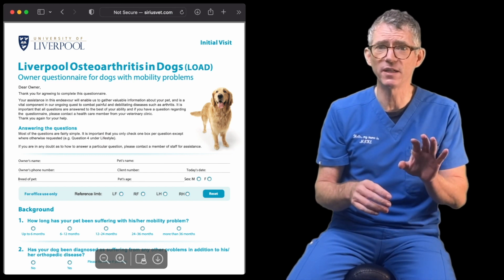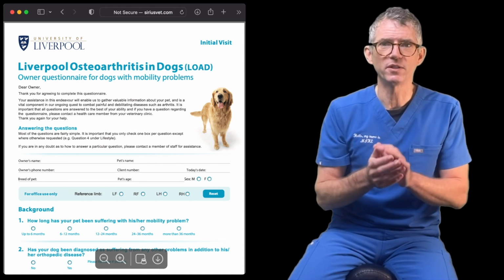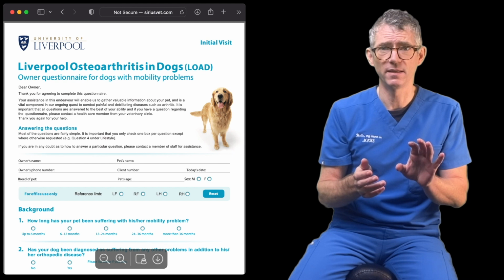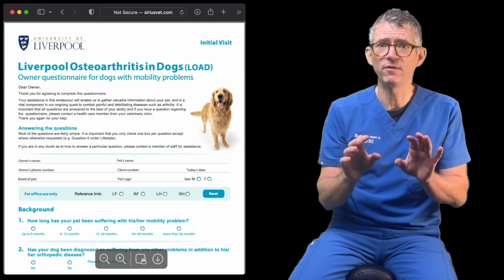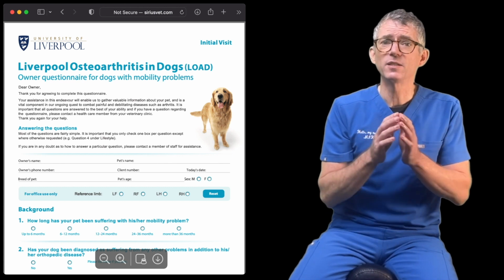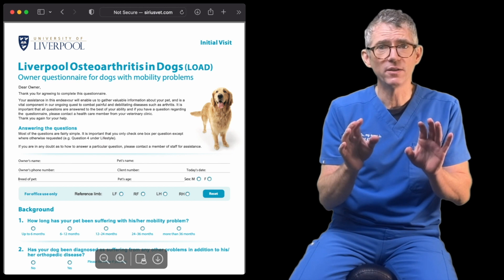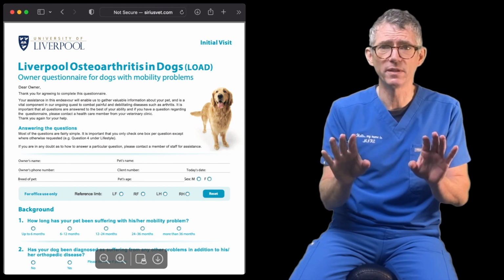If you've ever asked yourself, "Is my dog painful?" you're actually asking, "Does my dog's behaviour suggest pain?" But interpreting behaviour is notoriously difficult. Pain specialists know this, so instead of asking caregivers to interpret behaviour, LOAD only asks us to observe and report.